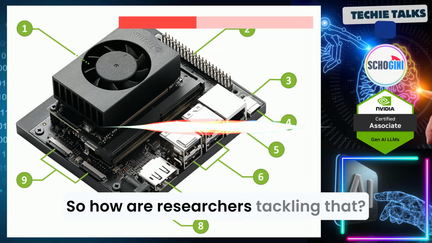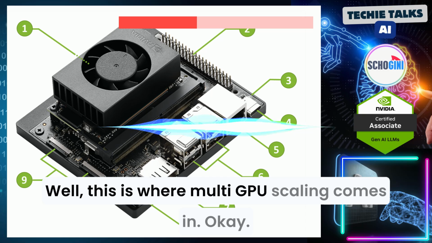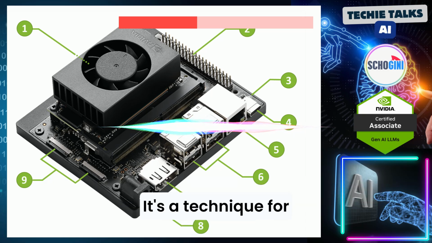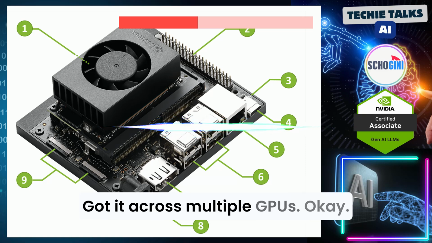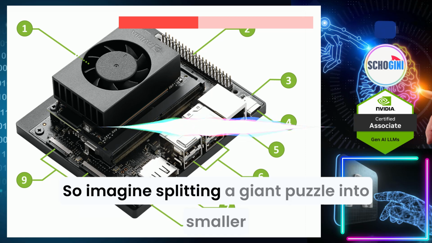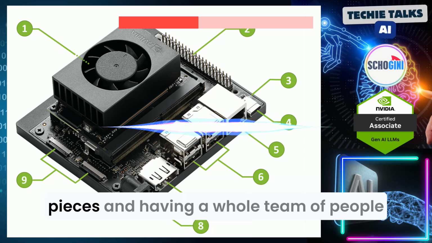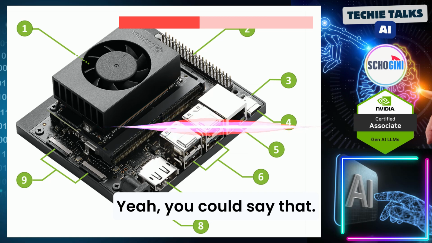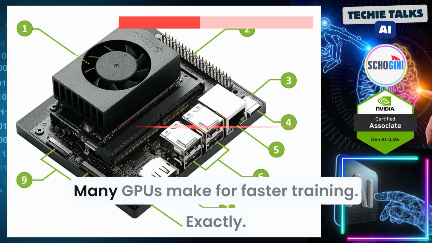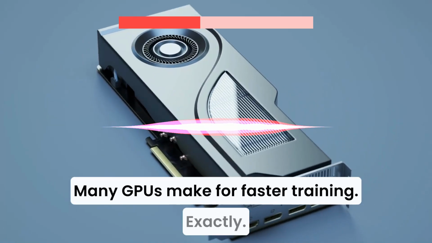So how are researchers tackling that? Well, this is where multi-GPU scaling comes in. It's a technique for distributing the training workload across multiple GPUs. Imagine splitting a giant puzzle into smaller pieces and having a whole team of people working on them all at the same time. So it's all about teamwork. Yeah, you could say that. Many hands make light work. Many GPUs make for faster training.